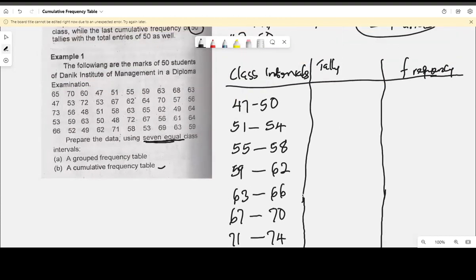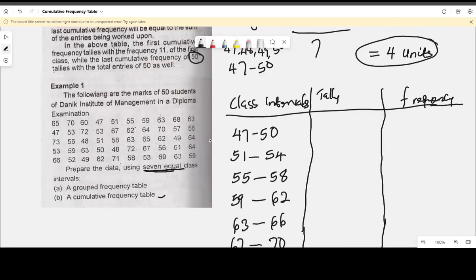I will go back to the data and then count. The first interval here is 47 to 50. So we look at which of the numbers fall into that interval, 47 to 50. 1, 2, 3, 4, 5, 6. That is all. 6. Frequency is 6. And the next interval is 51 to 54.